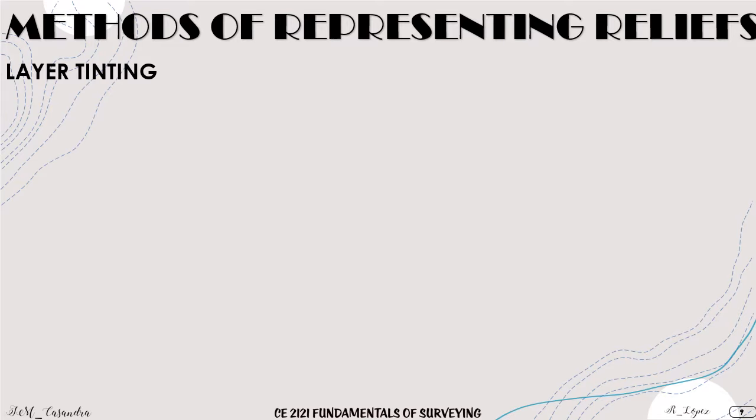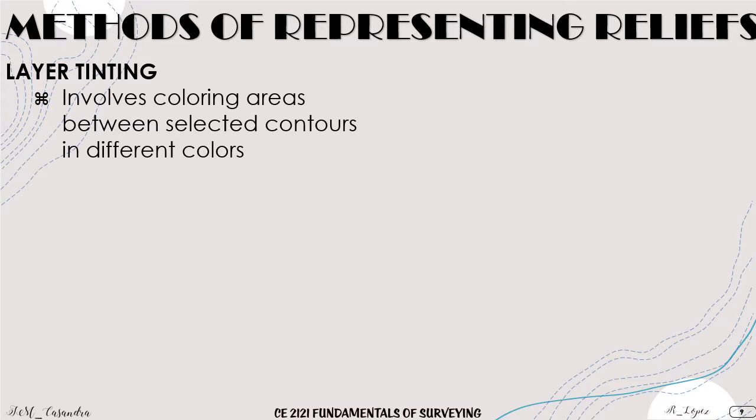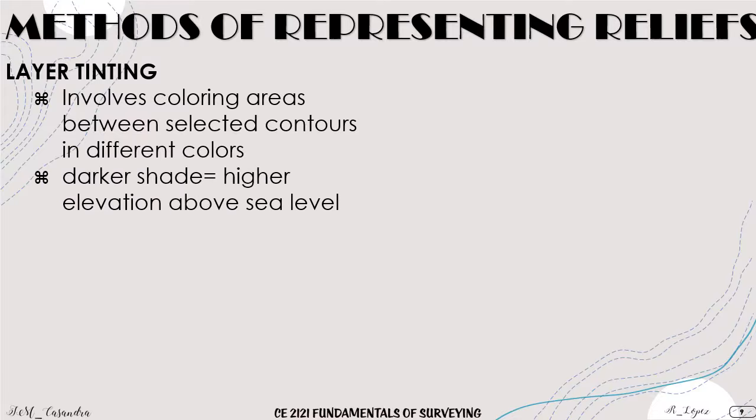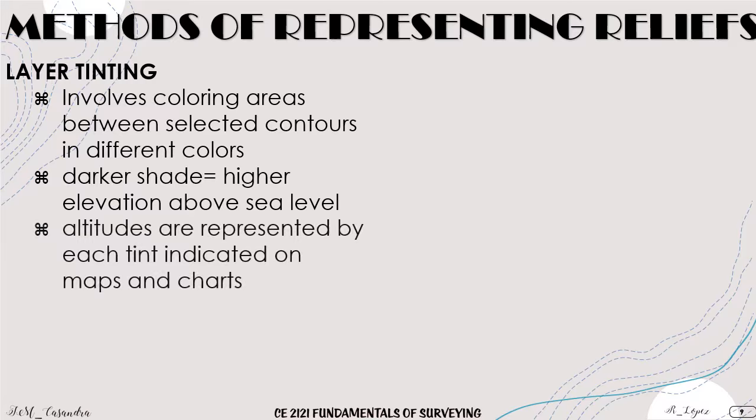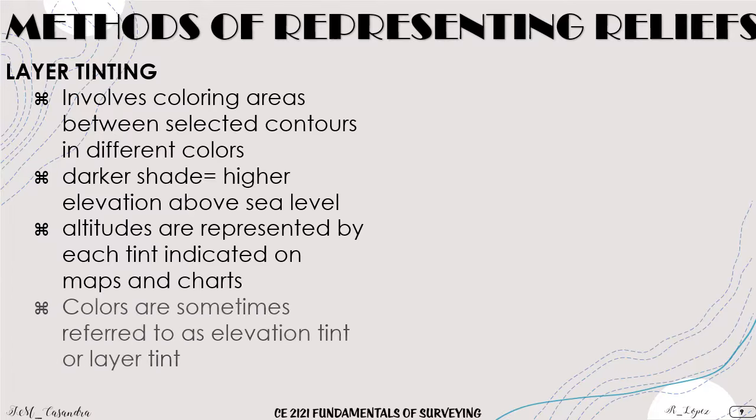Next method, we have layer tinting. It involves coloring areas between selected contours in different colors. Darker shades would mean higher elevations above sea level, and the altitudes are represented by each tint indicated on the maps and charts as legends. Colors are sometimes referred to as elevation tint or layer tint.